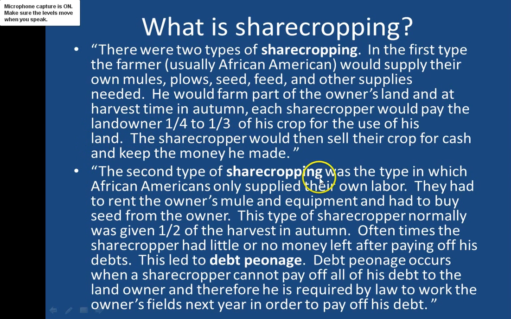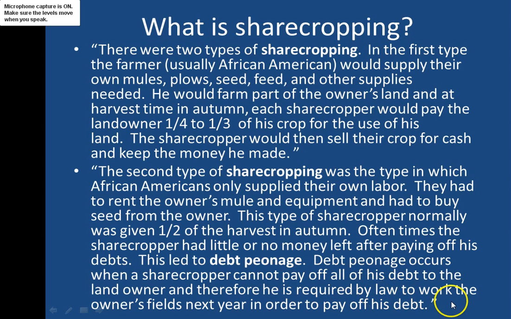The second type of sharecropping was the type in which African Americans only supplied their own labor, and that was pretty awful because they had to then rent the owner's mule and equipment and had to buy seed from the owner. This type of sharecropper normally was given 1/2 of the harvest in autumn. So in both cases, if you look at this word, debt peonage, this basically means that the sharecropper cannot pay off all of the debt and therefore is required by law to work the owner's fields the next year in order to pay off his debt.